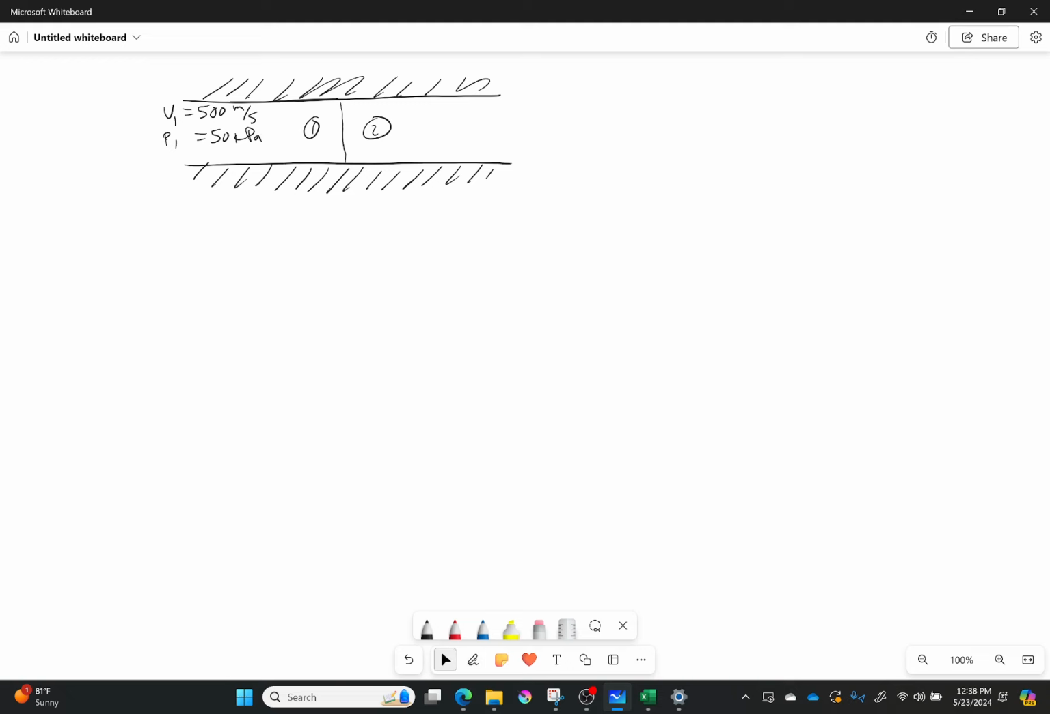So I've got a velocity of 500 meters per second. I've got a pressure of 50 kilopascals. And I've got a temperature that's going to be equal to 250 Kelvin. Should not have tried to fit that in there, but I managed it. Okay. Now, we're going to make some assumptions here.